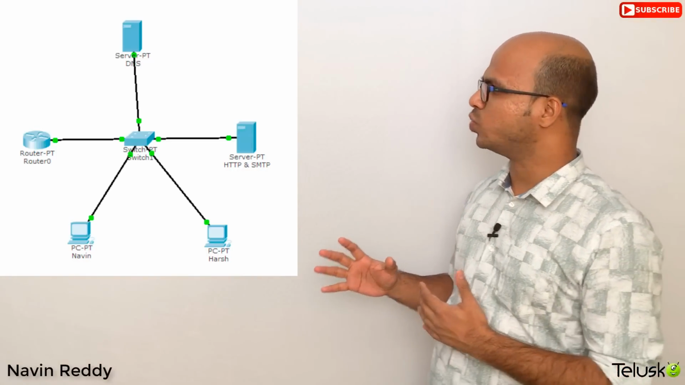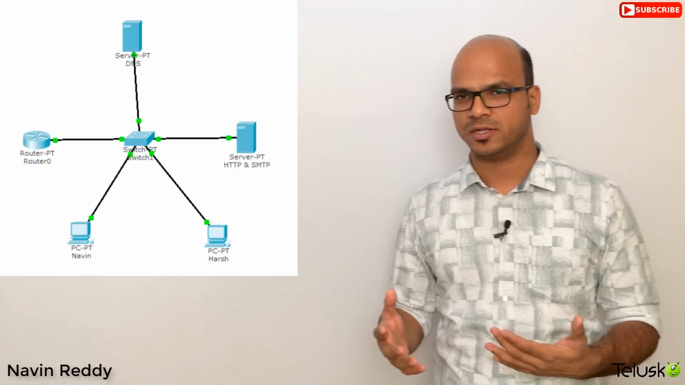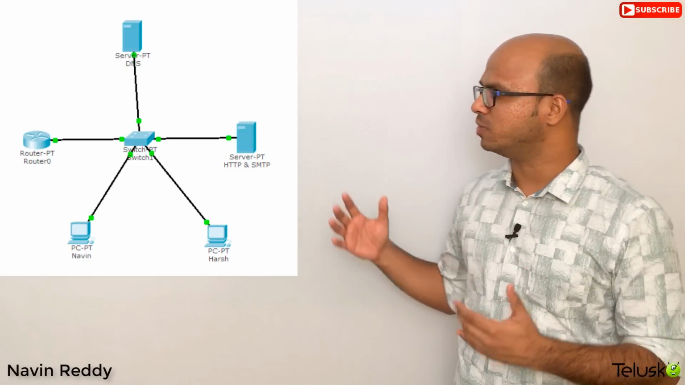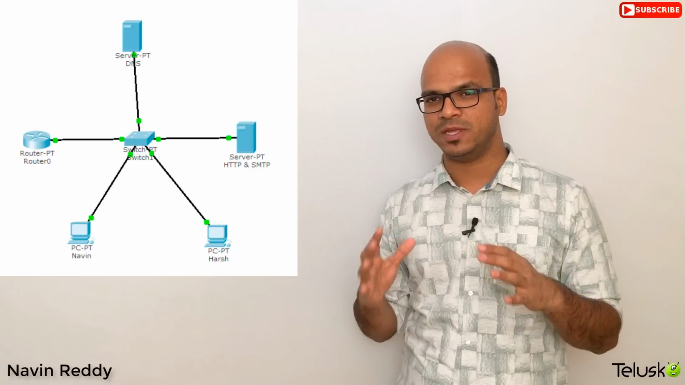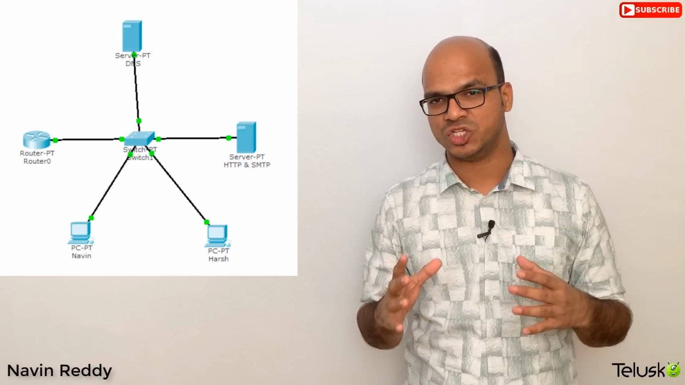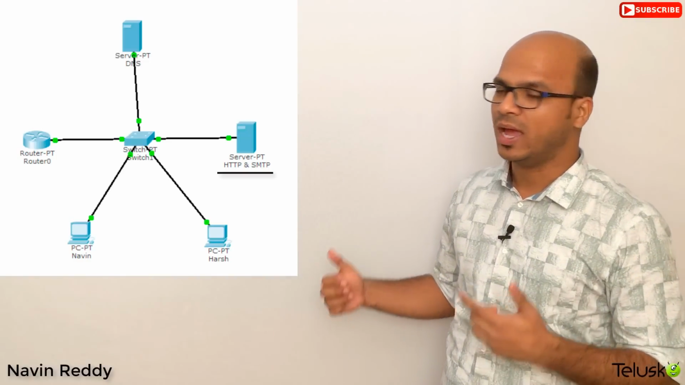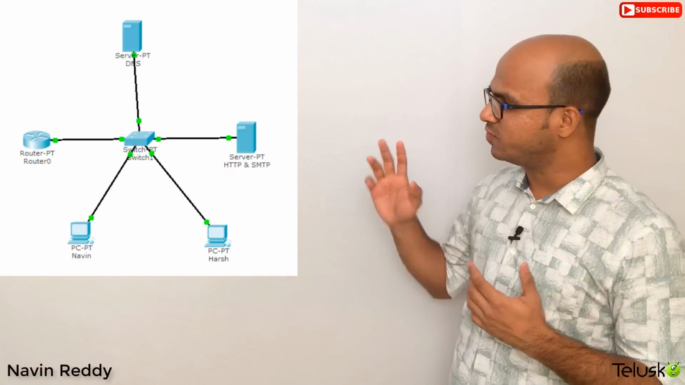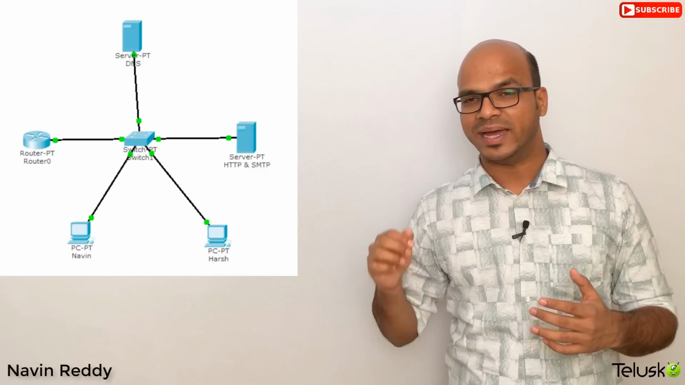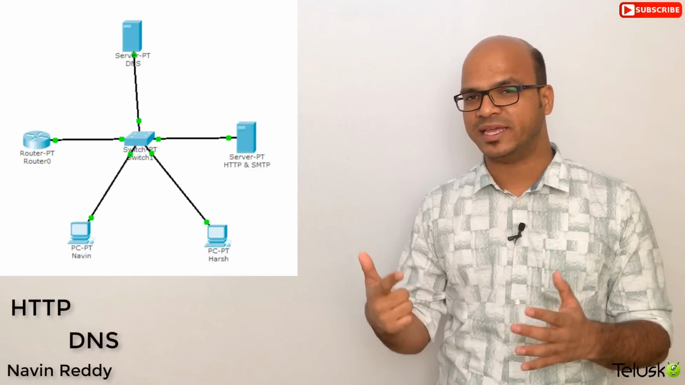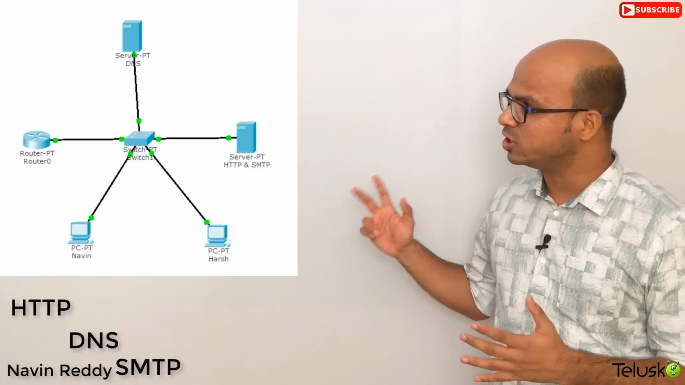Let's start with the first one. What are they expecting from you in the practical? Whenever you get a question based on HTTP, it simply means that you have to create a page, and that page can be accessed from a web browser of the client machine. As you can see, I want to use three protocols here: HTTP, DNS and SMTP. I'm using only two servers.